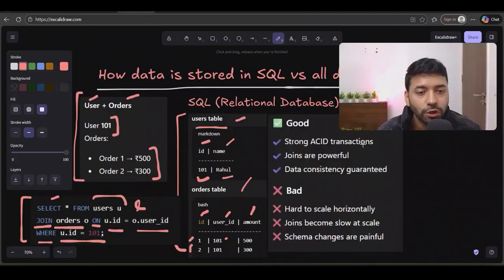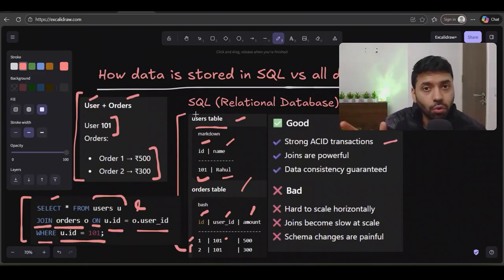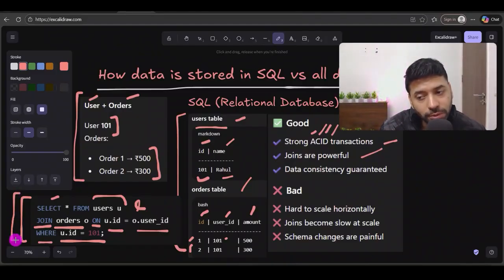Alright, so SQL is good when we need strong ACID transactions, because SQL provides strong ACID support, right? We discussed ACID properties: atomicity, consistency, isolation, durability, right? And then the next thing is SQL is really good for joins. So the joins are powerful. You can clearly see we have used the join operation here.